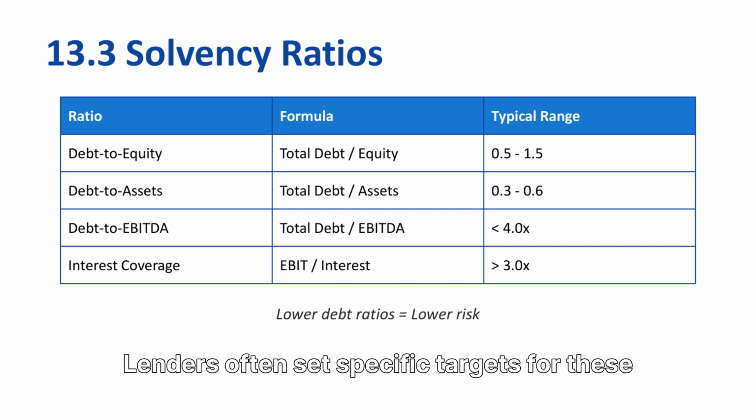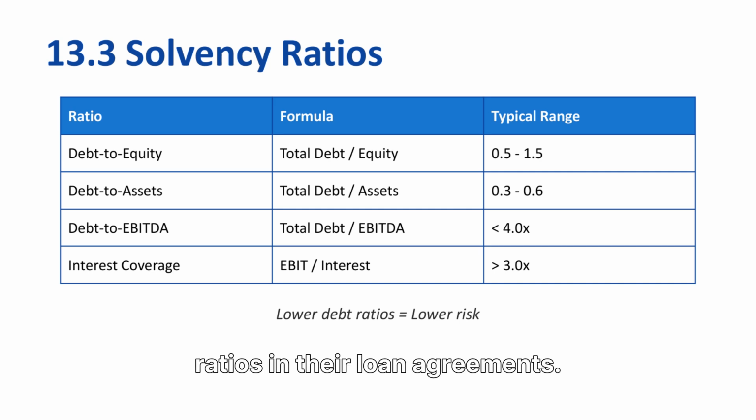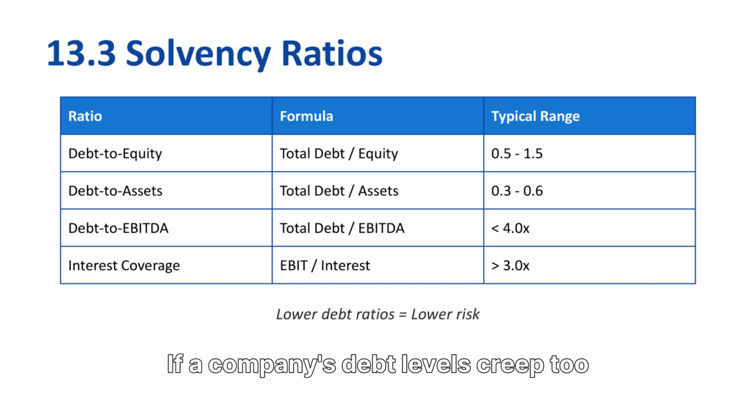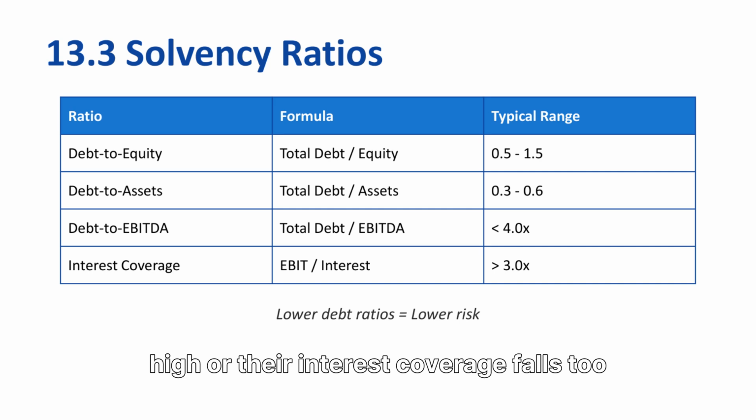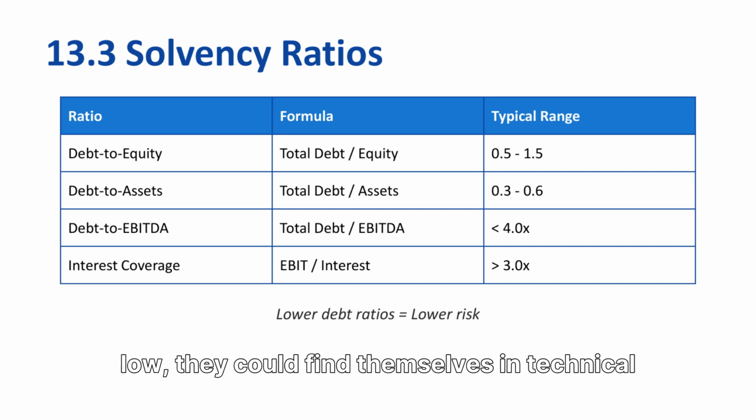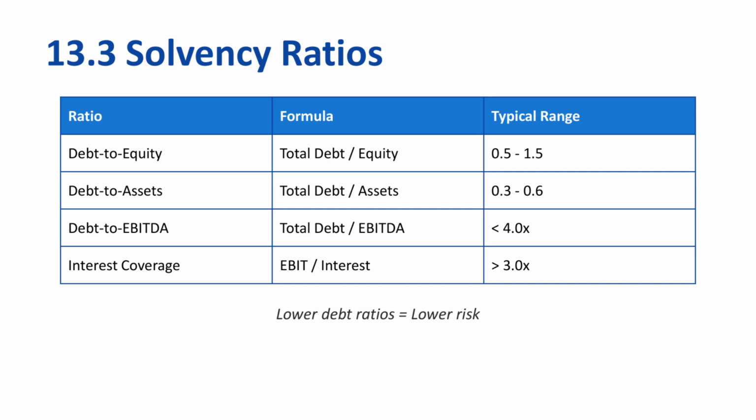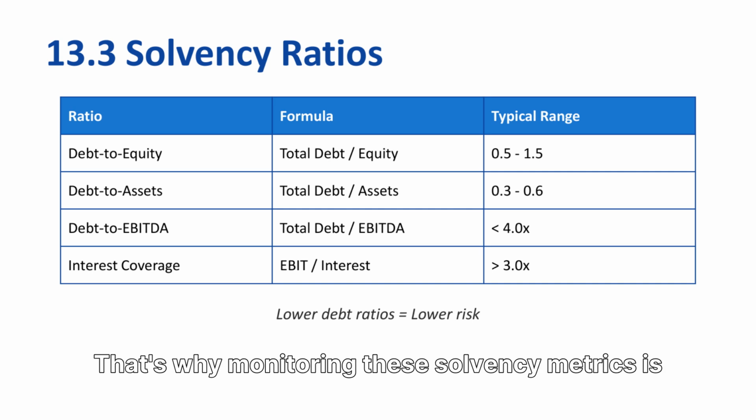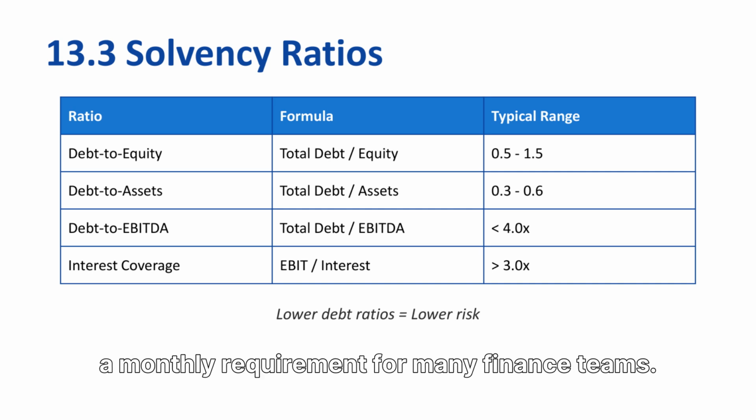Lenders often set specific targets for these ratios in their loan agreements. These are known as covenants. If a company's debt levels creep too high or their interest coverage falls too low, they could find themselves in technical default. That's why monitoring these solvency metrics is a monthly requirement for many finance teams.